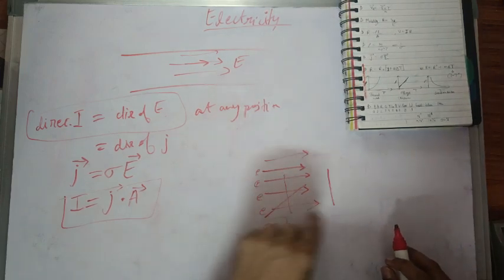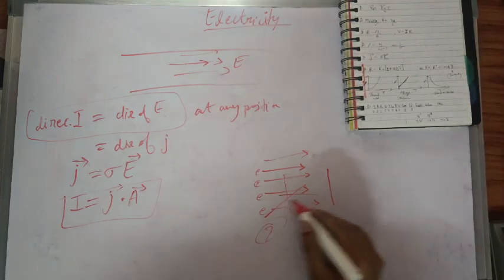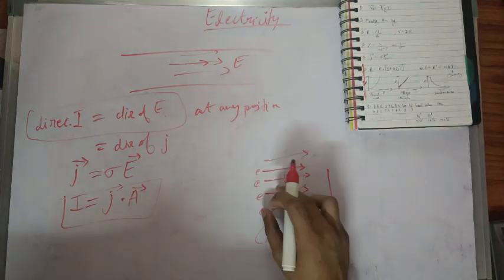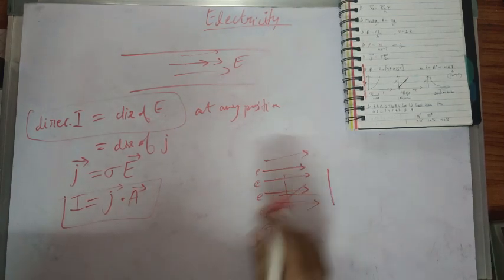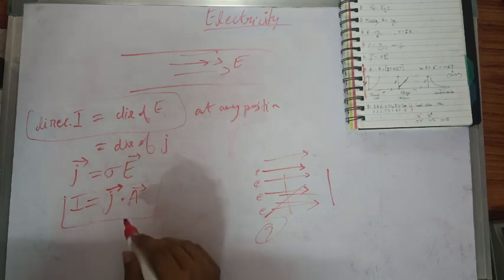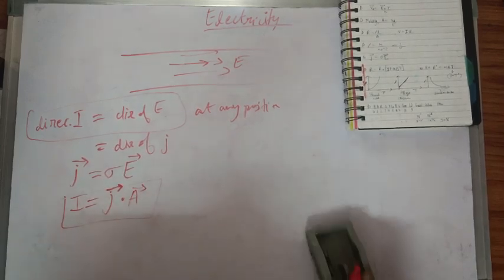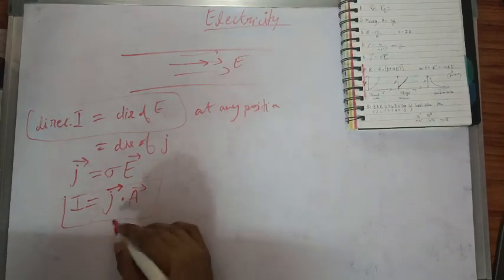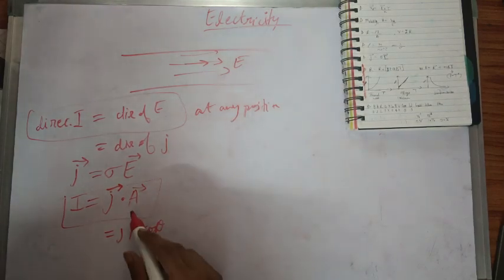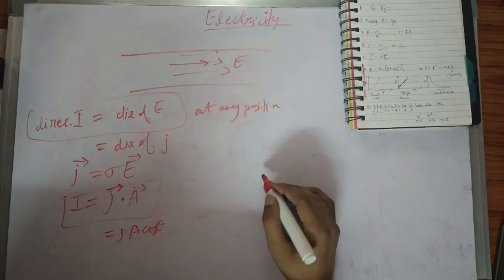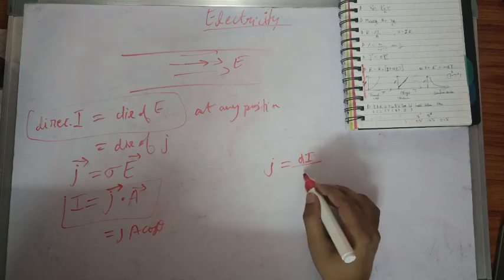So this reduces the angle, reduces the number of charges passing through this area, which thereby reduces the current passing through it. Current is simply the amount of charge passing through the cross section per unit time. So this will be dependent on the angle between J and A. And how to define J? Current density. Current is J A cos theta, where A is the area vector. And to tell the current density J, we need to write the current passing through a small area element.